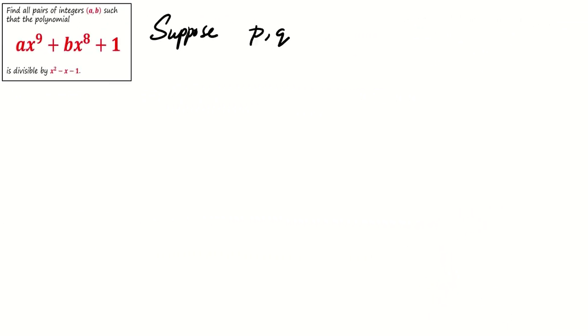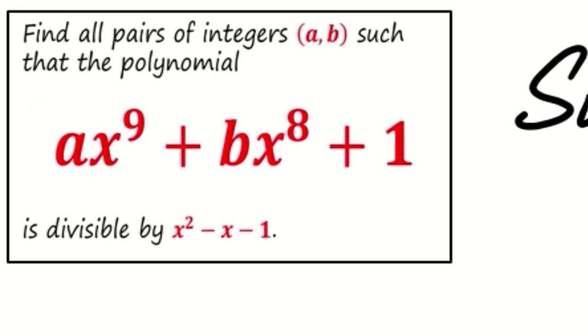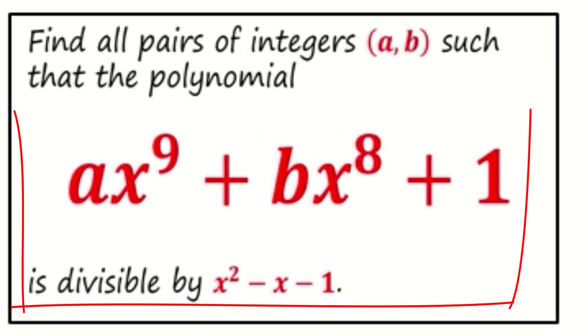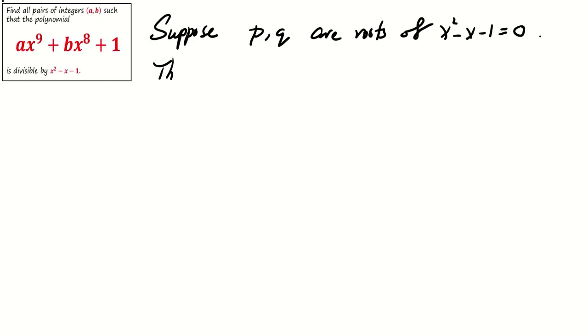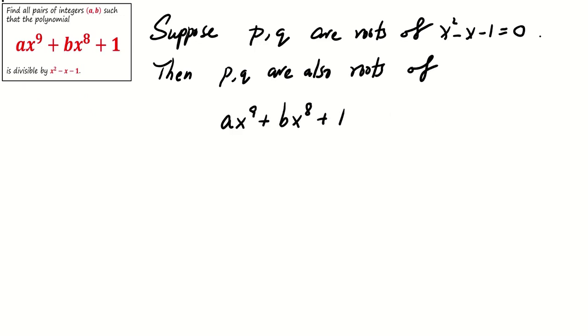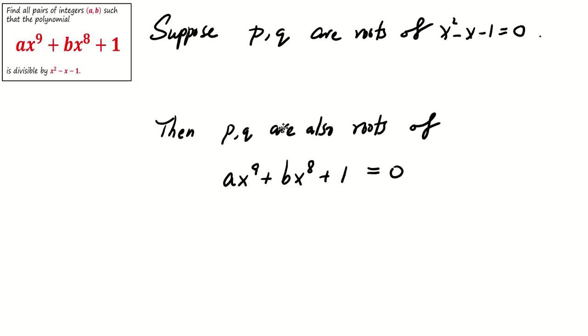Suppose p, q are roots of x^2 - x - 1 = 0. Then from the condition that ax^9 + bx^8 + 1 is divisible by x^2 - x - 1, we know that p, q are also roots of ax^9 + bx^8 + 1 = 0. From Vieta's formulas, the sum of roots p + q equals 1 and the product of roots pq equals -1.